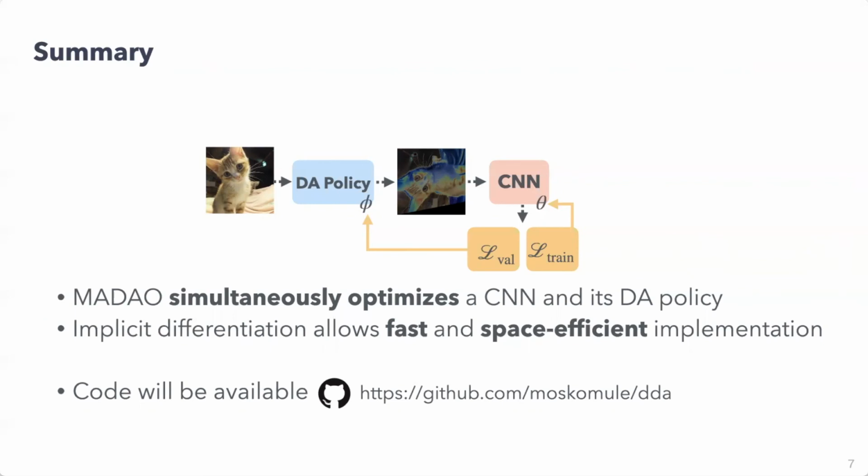In summary, we propose Meta, a method to simultaneously optimize the CNN and its data augmentation policy. Thanks to implicit differentiation and Neumann series approximation, Meta is fast and space efficient.